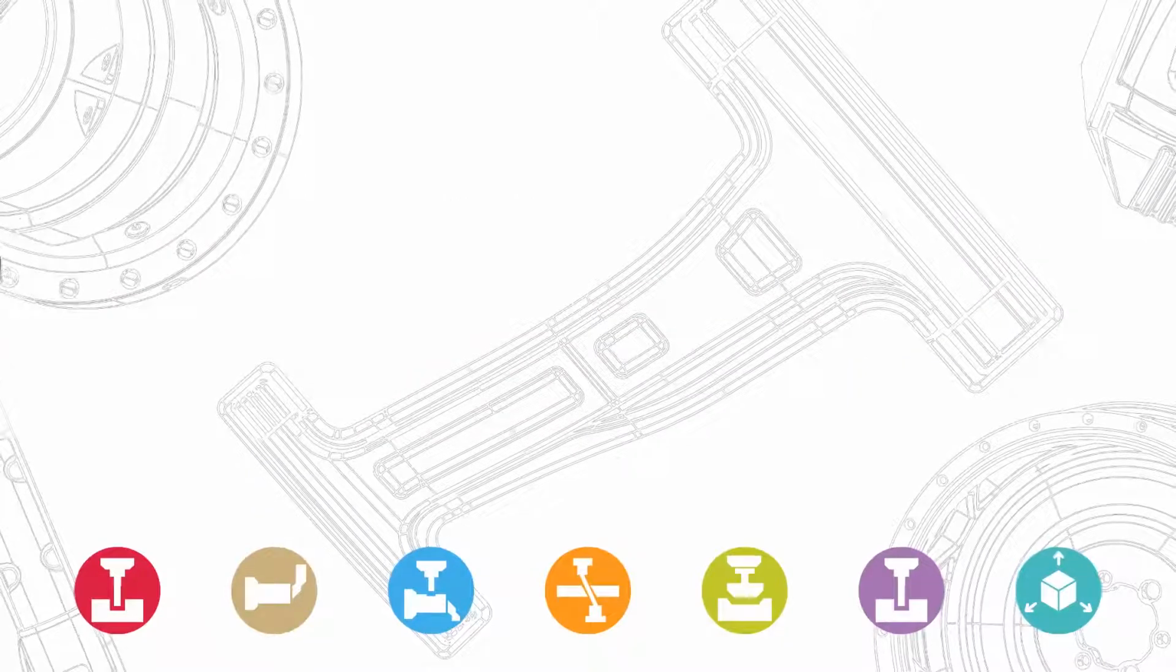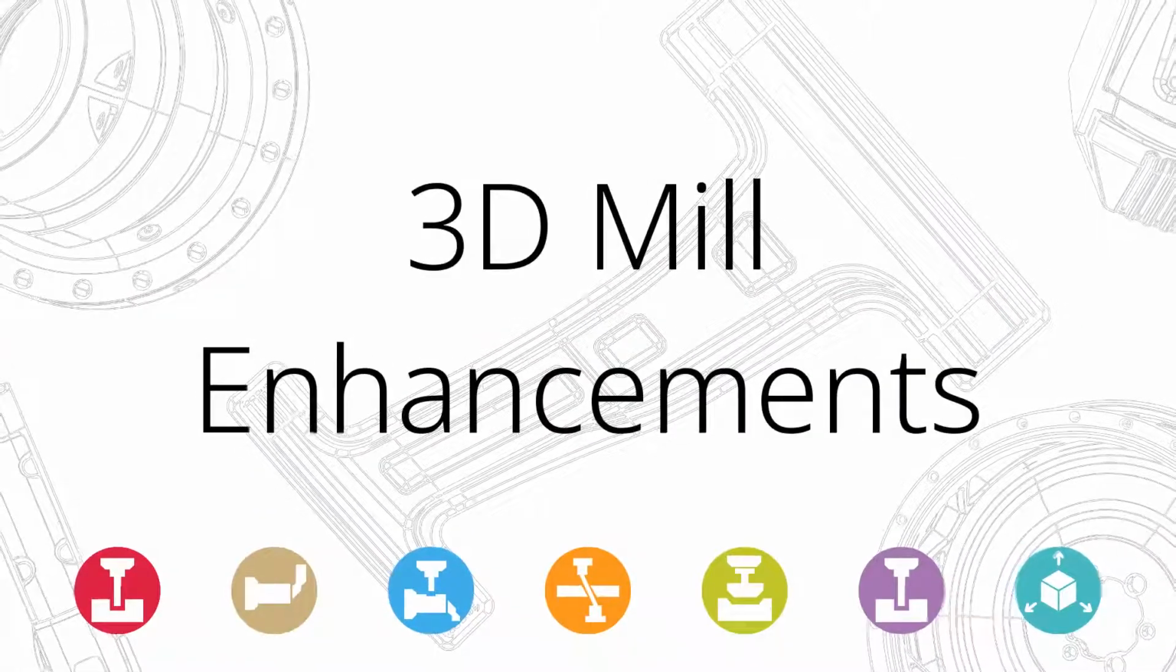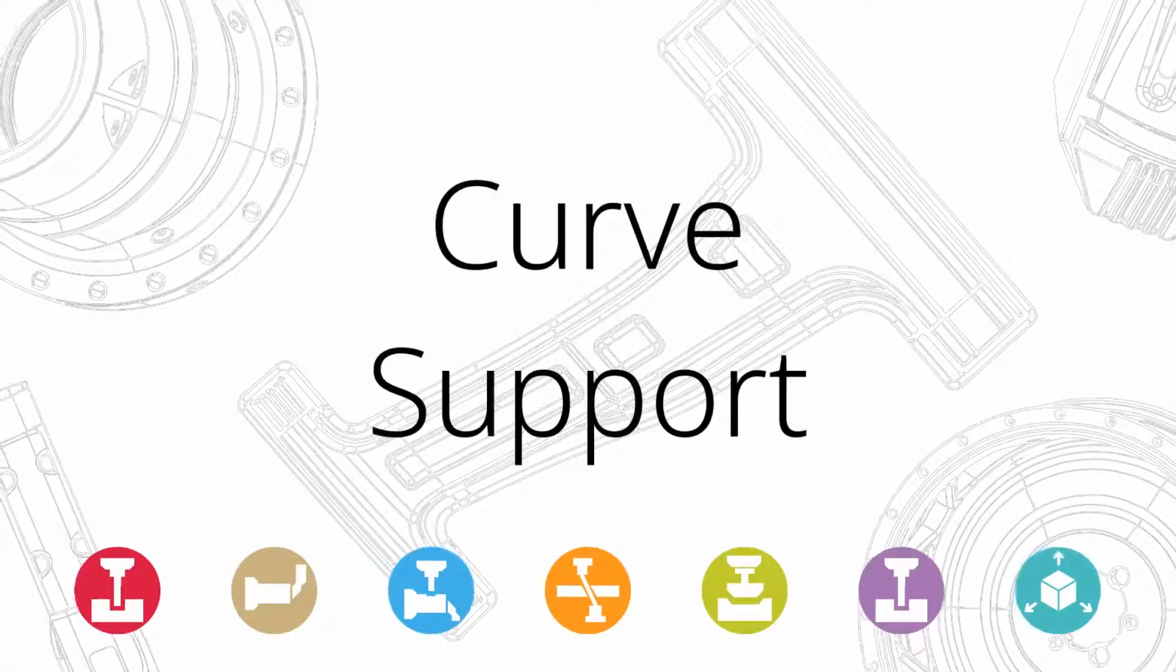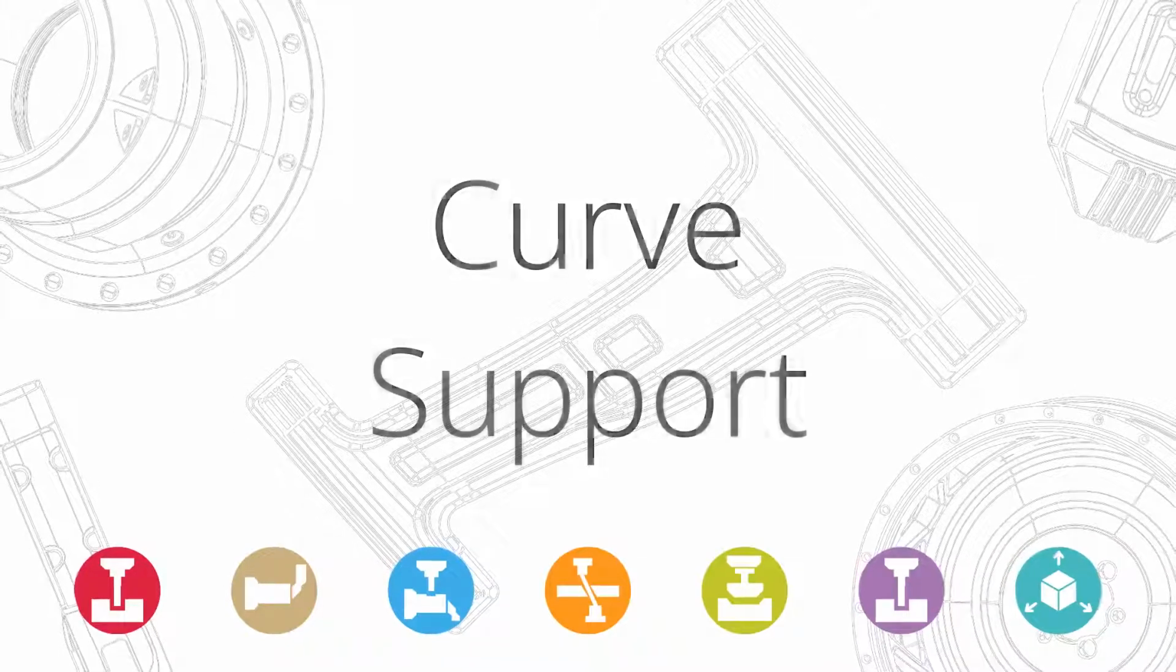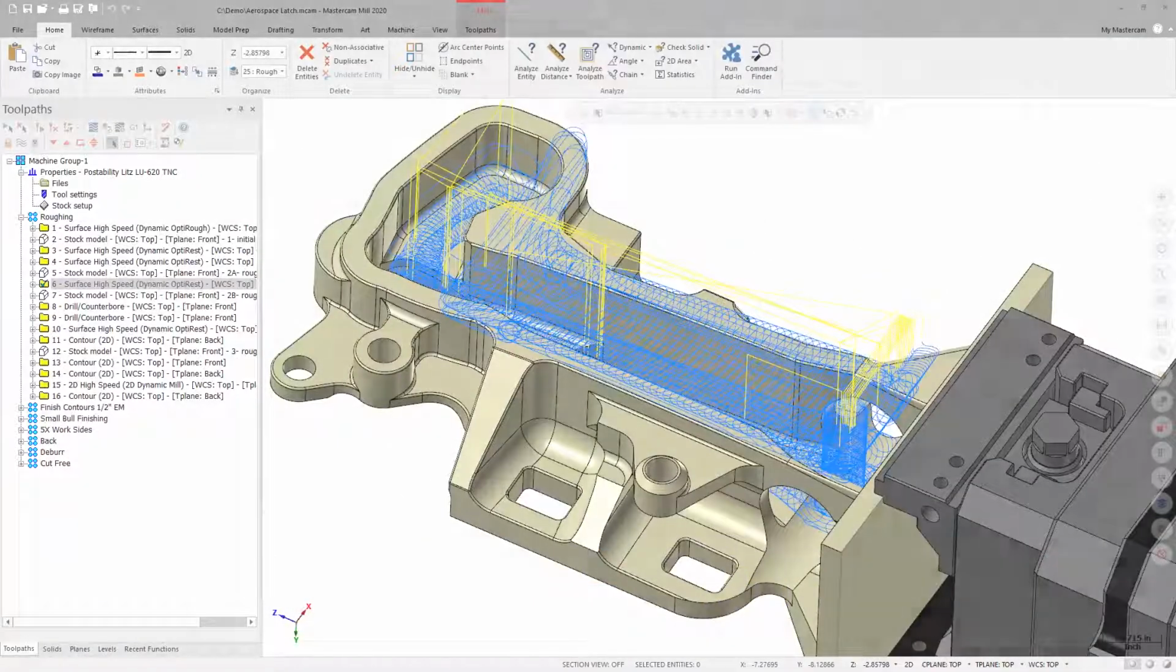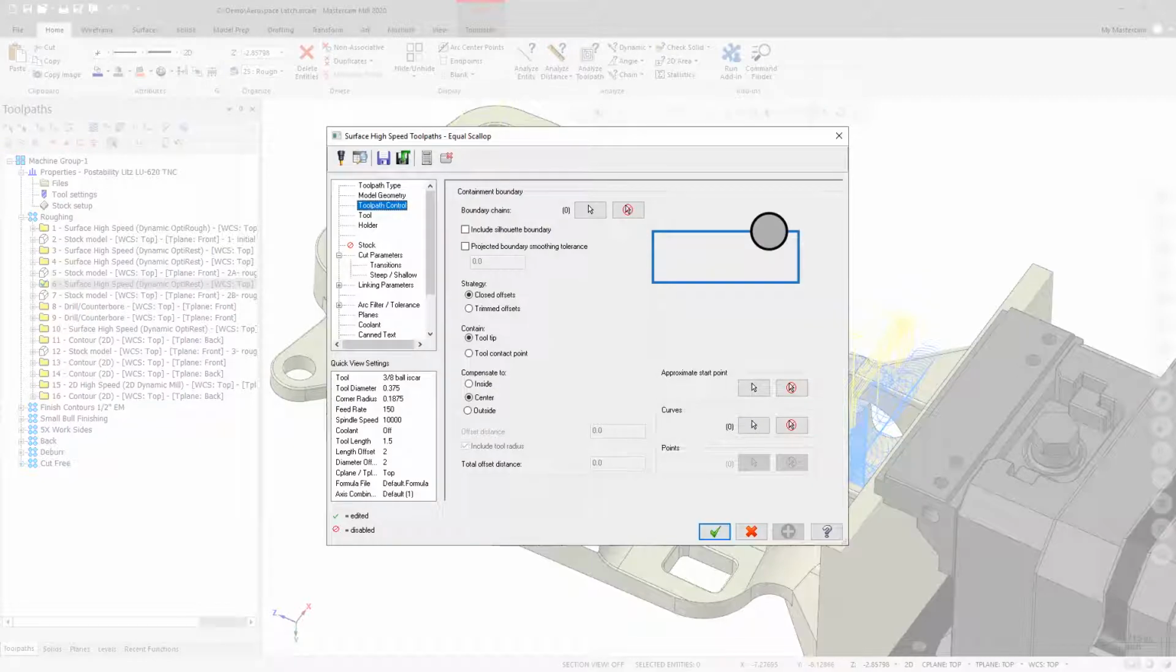Mastercam 2020 includes a number of new features and enhancements to 3D mill toolpaths. Equal scallop and scallop toolpaths now include the ability to select curves on the toolpath control page. When selected, the toolpath is created outwards using the curves as a starting point.